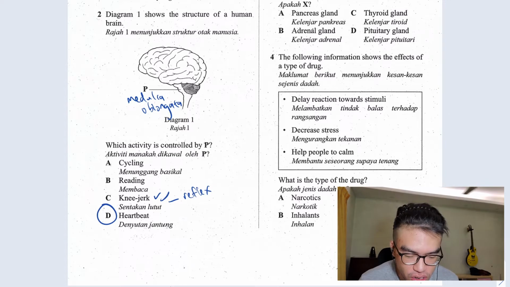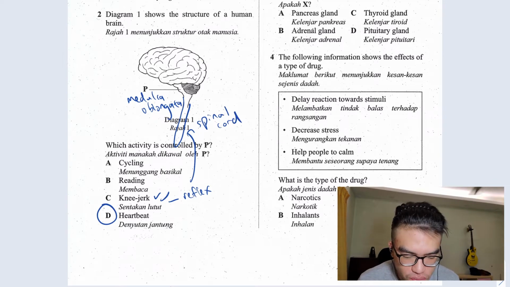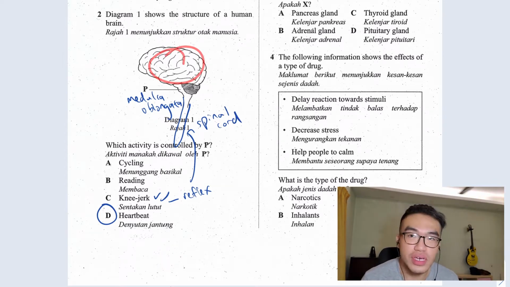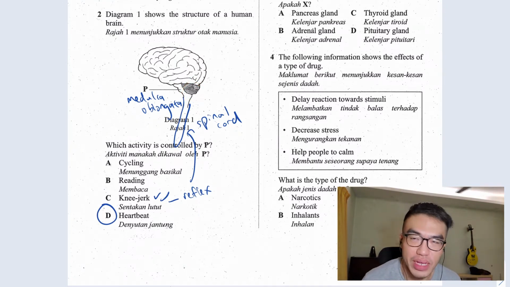Reflex action is mostly controlled by the lower part, which we call the spinal cord. Your cerebrum would be here, controlling your voluntary action, and your cerebellum here would control your coordination and balance.